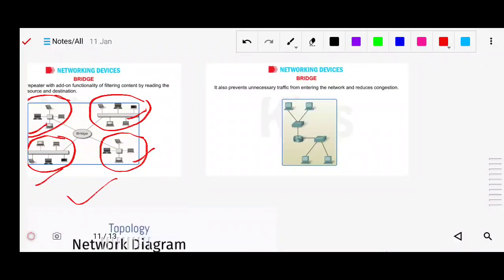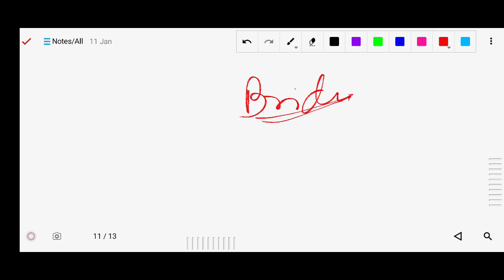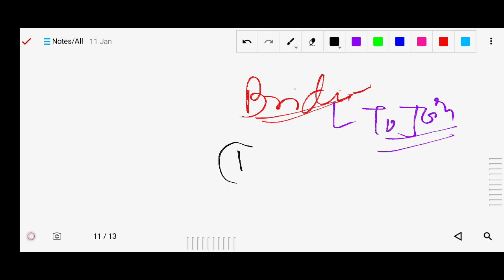Next, this is your bridge. It prevents unnecessary traffic from entering the network and reduces congestion. About bridges, what is it? Bridge means to join, simple. The general meaning is to join the network. The major difference between a bridge and a repeater is that a bridge has filtering capacity. Bridges have the filter, and they come in two types.